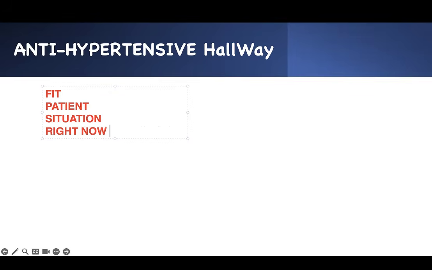As we walk through all of the antihypertensives, I want you to pay attention to comorbidities, contraindications, urgency, and special situations. Are you ready? Let's get to it. You're going through the rooms, and our first patient is behind door one.